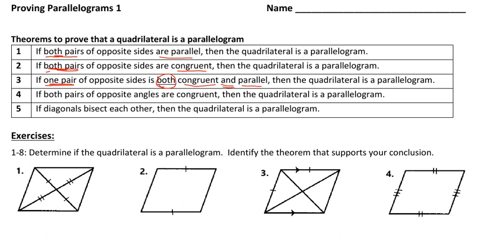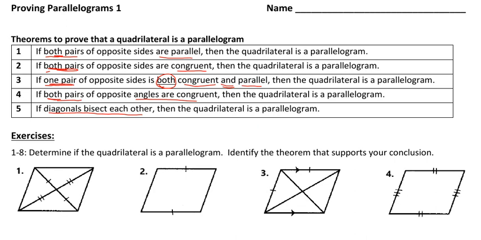Number 4, if both pairs of opposite angles are congruent, then the quadrilateral is a parallelogram. So in this case, you need both pairs of opposite angles congruent, and if you have that, then it is a parallelogram. And number 5, if diagonals bisect each other, then the quadrilateral is a parallelogram. So here you need diagonals bisecting each other, and if you have that, then you can conclude that the quadrilateral is a parallelogram.